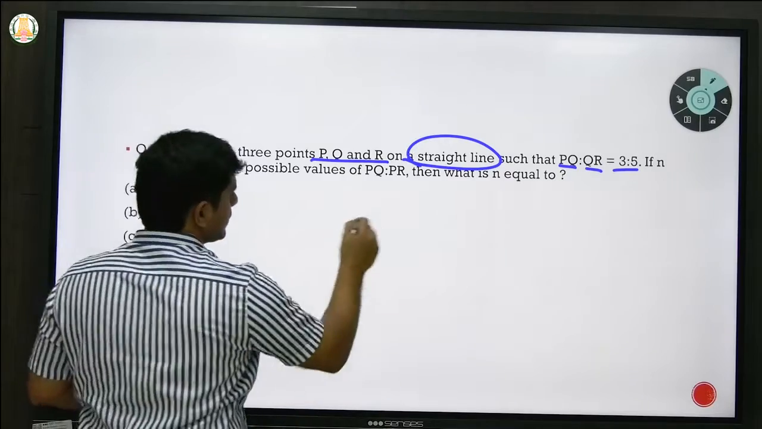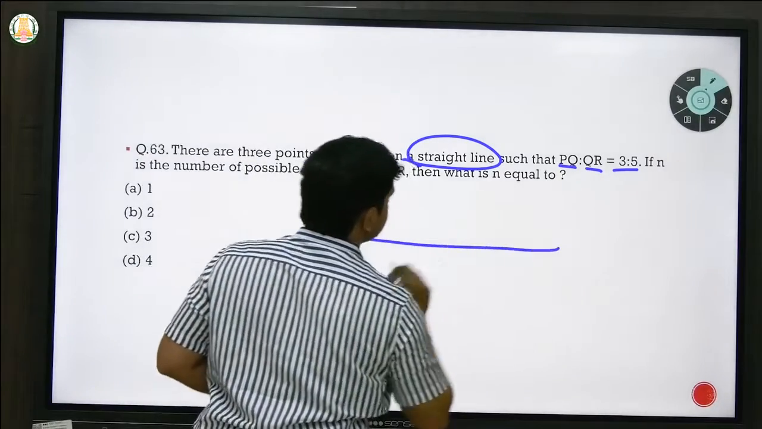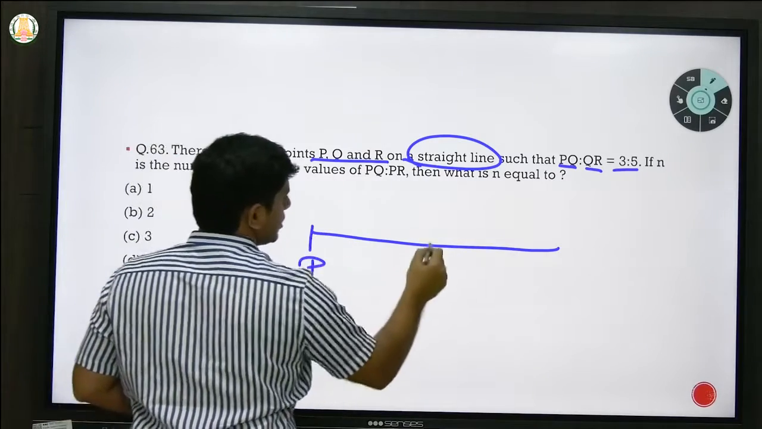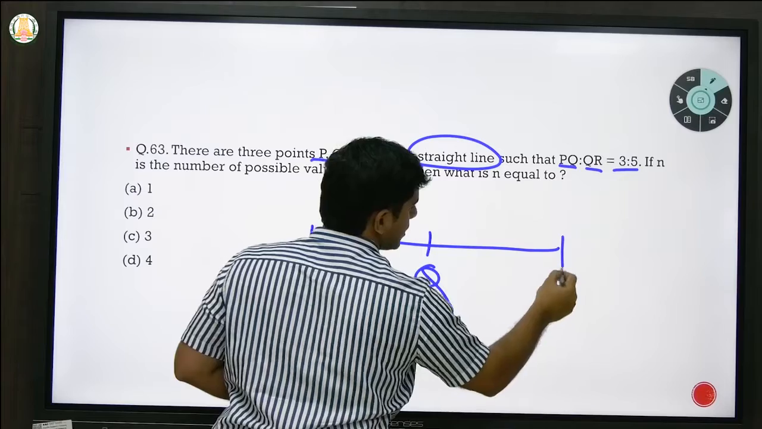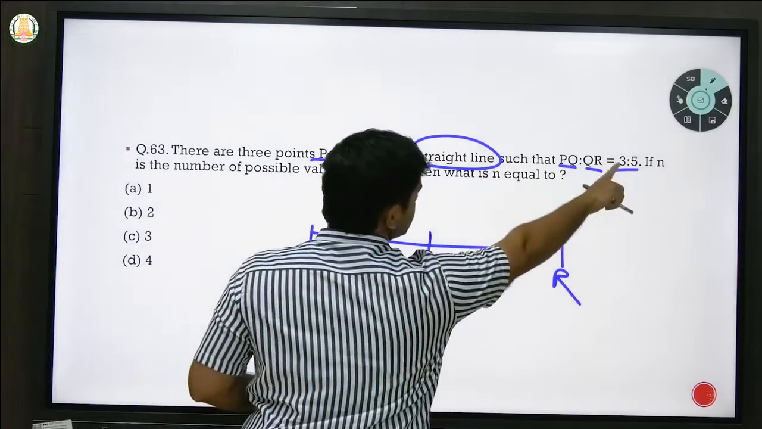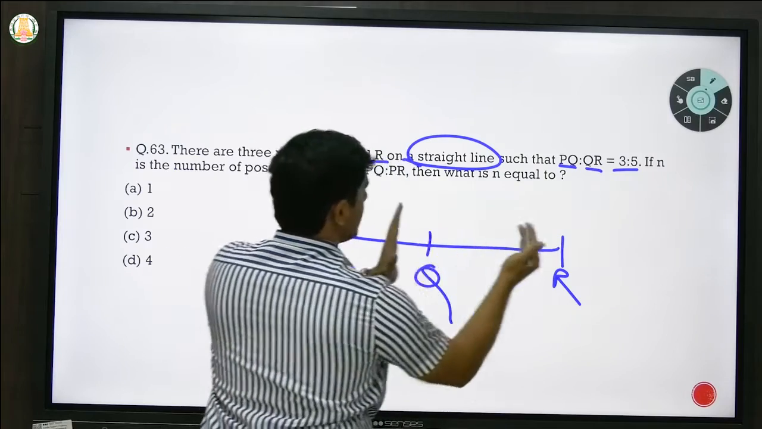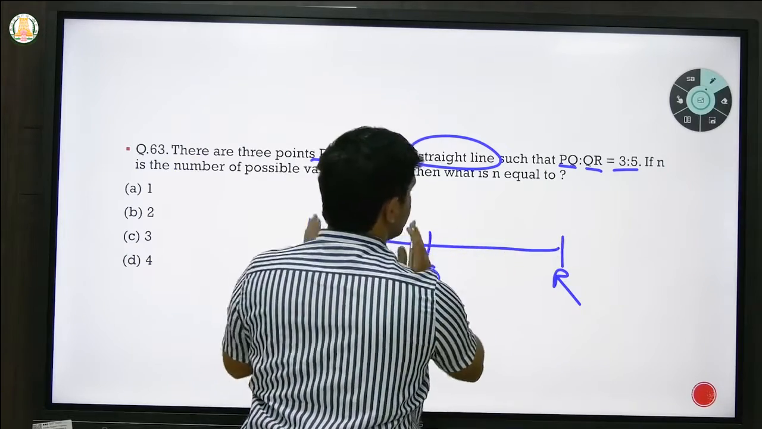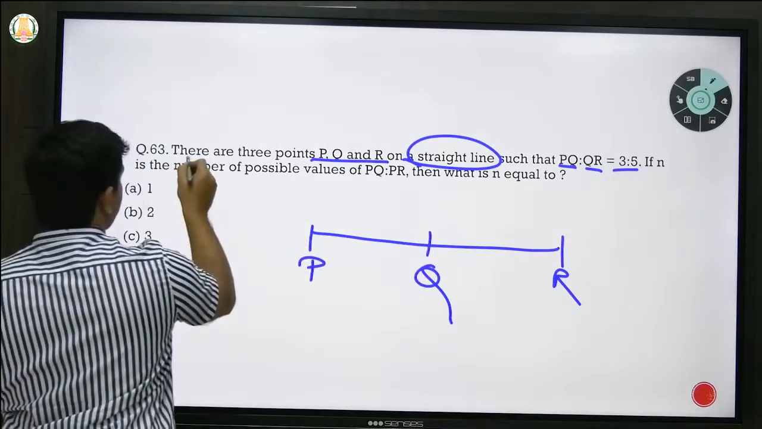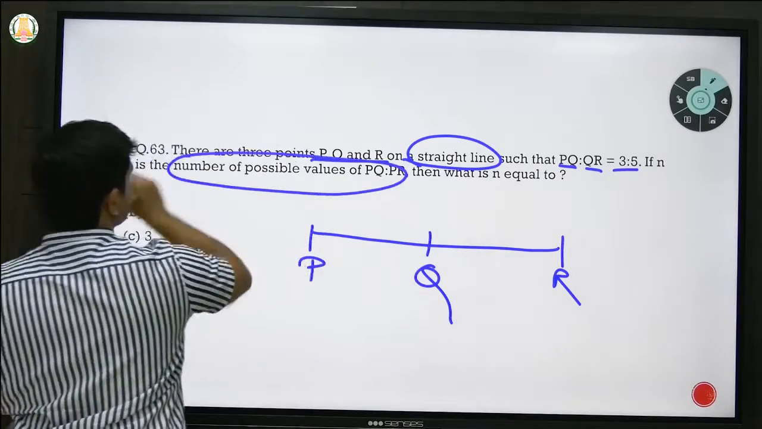So basically what he says is there is a straight line and there are 3 points P, Q, R. Let's say P is here, Q is here and R is here. He's saying PQ is to QR is 3:5. I mean the length of PQ and the length of QR are in the ratio of 3 times and 5 times. But again he's saying N is the number of possible values of PQ is to PR.